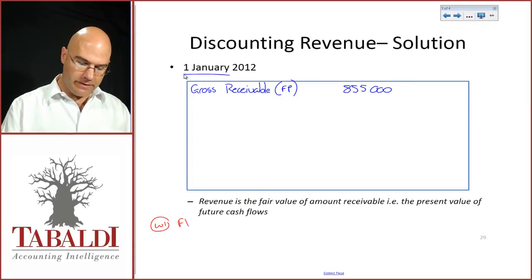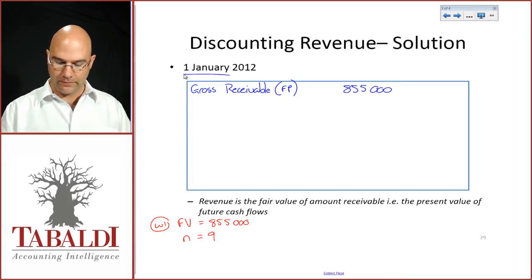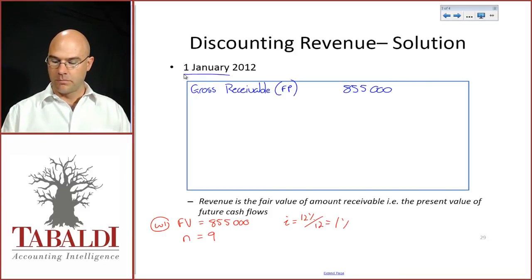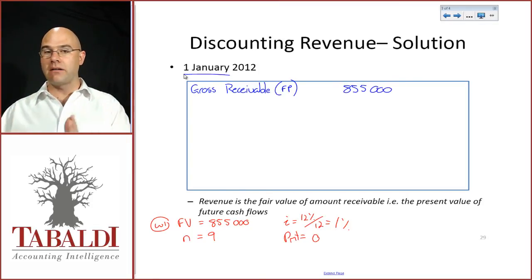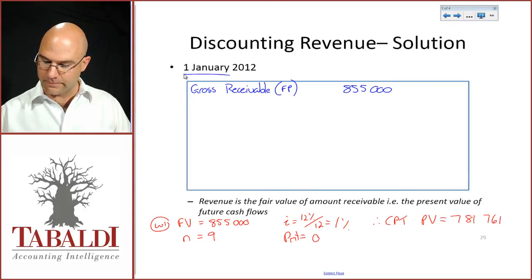I would take my future value of 855, put it into my financial calculator. I would then have N, the number of periods, being 9. The interest applicable is 12% over 12 months, being 1% per month. The payments, well, there aren't any payments here. No interest, only one final lump sum of 855. So therefore, compute the present value, and that will give me 781,761.